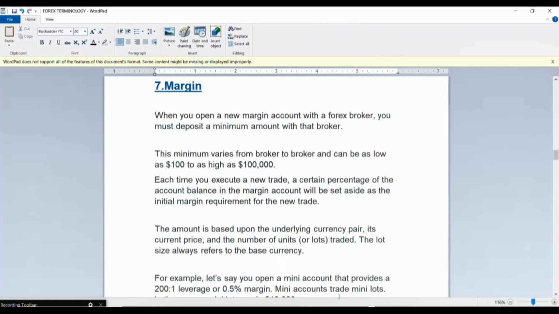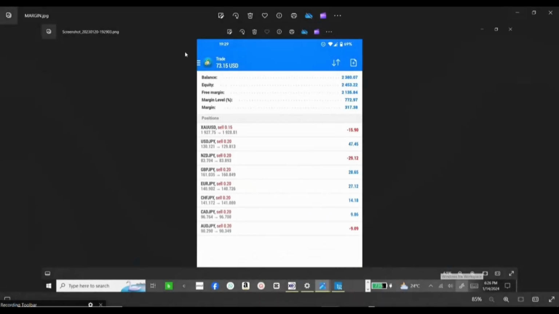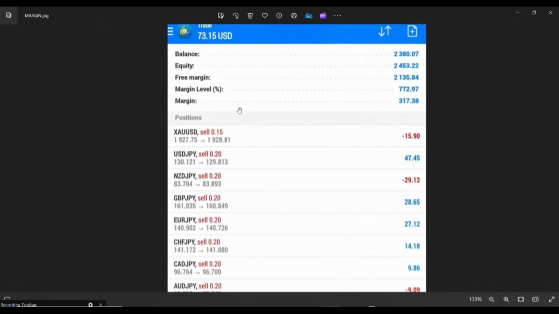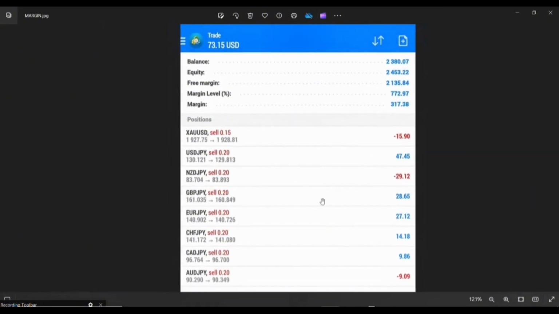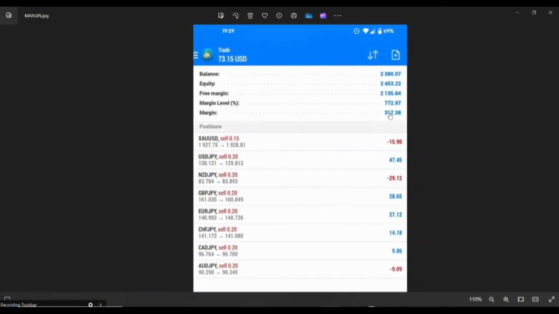Let me show you an example of a margin. Look at this. This is a margin. This is a trade that is currently open, and this is a margin. It means for all of these trades that I took, this was my collateral that was calculated. I needed to put in $317.38 as collateral before my broker could permit me to take all of these trades. Before you take any trade, your broker is always going to take a collateral for that trade, and this collateral is called the margin. I hope you understand.